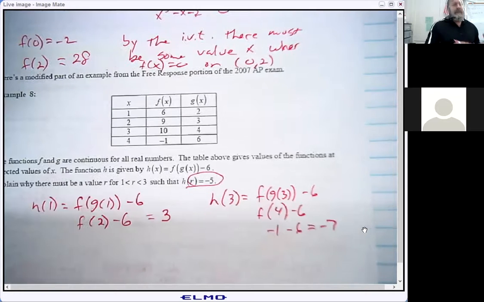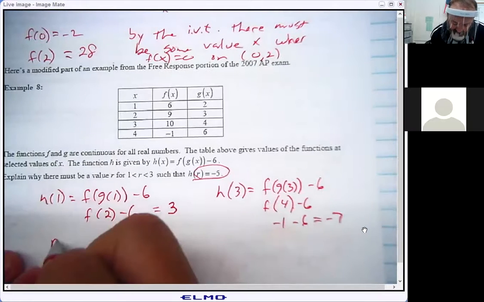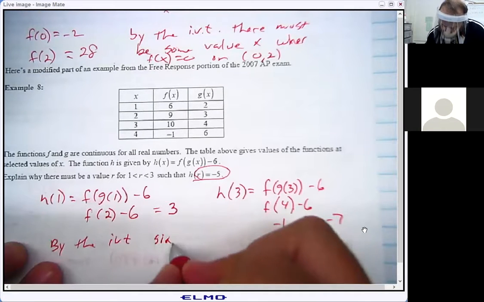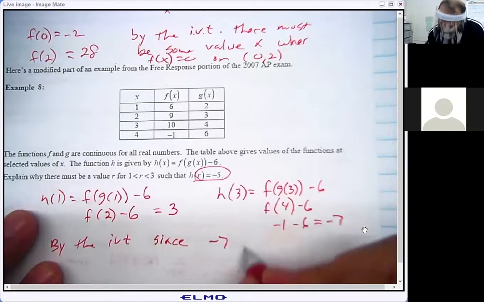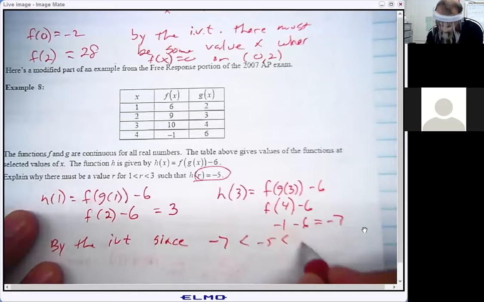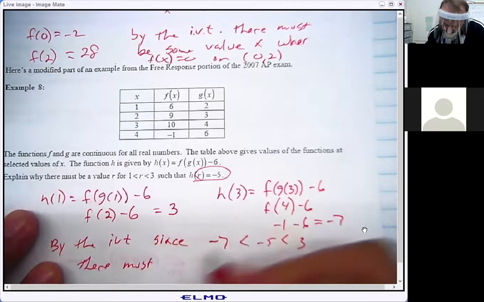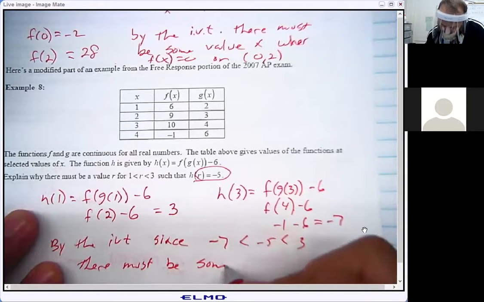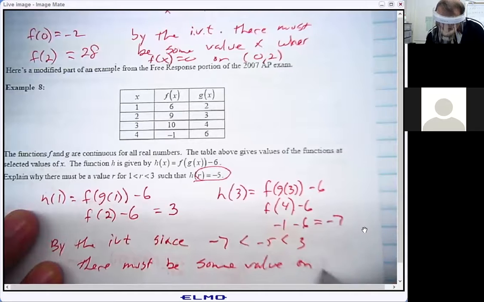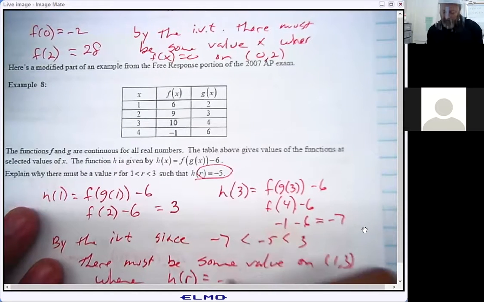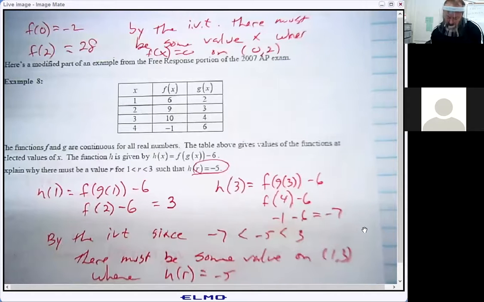Yeah. So does the intermediate value theorem apply? Yeah, because that's in that interval. So explain why there must, by the IVT, since negative 7 is less than negative 5 is less than 3, there must be some value on the interval 1, 3 where h of r must be negative 5, because that is quite clearly sandwiched between those values.